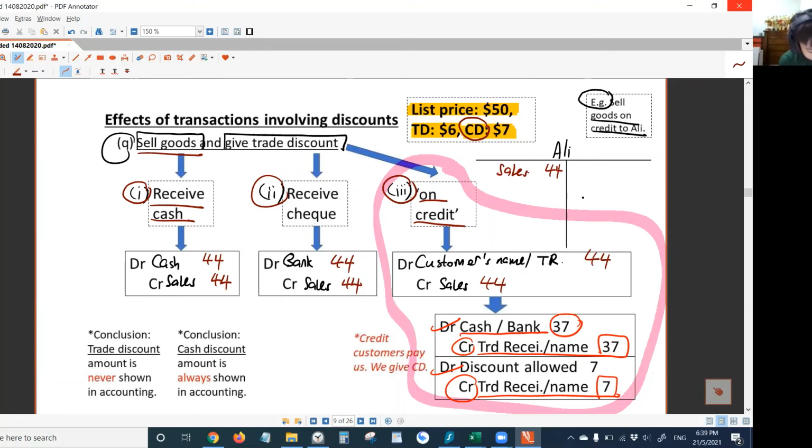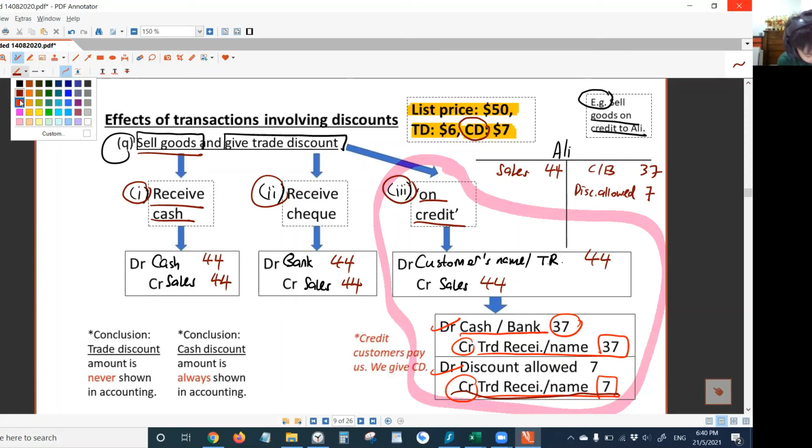And then we receive money from Ali after some time. We receive only 37. So you should debit cash/bank, credit Ali's account 37. But I think you have written 44 there. It should be 37. And then the last amount, $7, you didn't look carefully. We should credit Ali's account $7. So write 7 here, then only you write the detail, discount allowed. You do the correction. When you're done, you let me know.